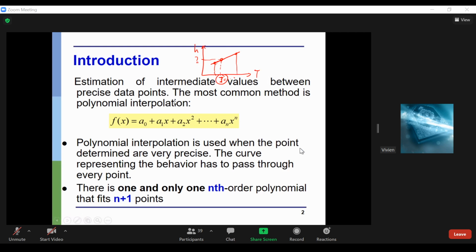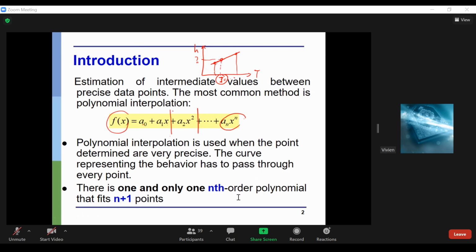If we look at polynomial interpolation, in general it will have the form f(x), the function that we use to interpolate the value, equals a0 plus a1 x plus a2 x squared, and so on up to an x^n. This will be the nth order polynomial. If we use only two terms, it means that we have a first order or linear line to approximate the function between these 2 points. If we take three terms, it means that we have a quadratic equation to approximate the value.